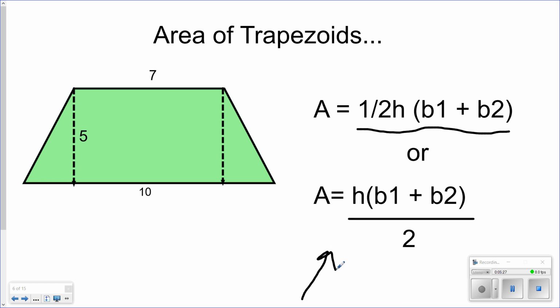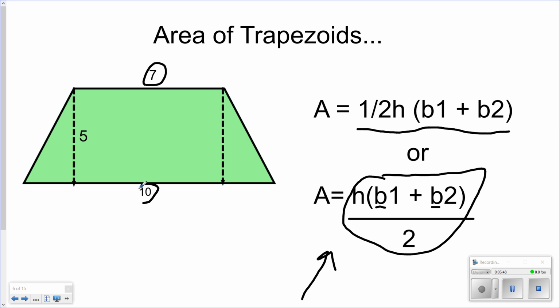And I bet you can guess which one people use most, and it's actually this one, because they don't want to deal with the half, the fraction. So what do some of these things mean? Well, this B right here means a base, and this one also means a base. Now, in a trapezoid, we have two bases. We're considering this a base, and we're considering this a base. So one of these can be considered B1, and one of these can be considered B2. Okay? So here the height would be this. This would be our height, how tall it is.